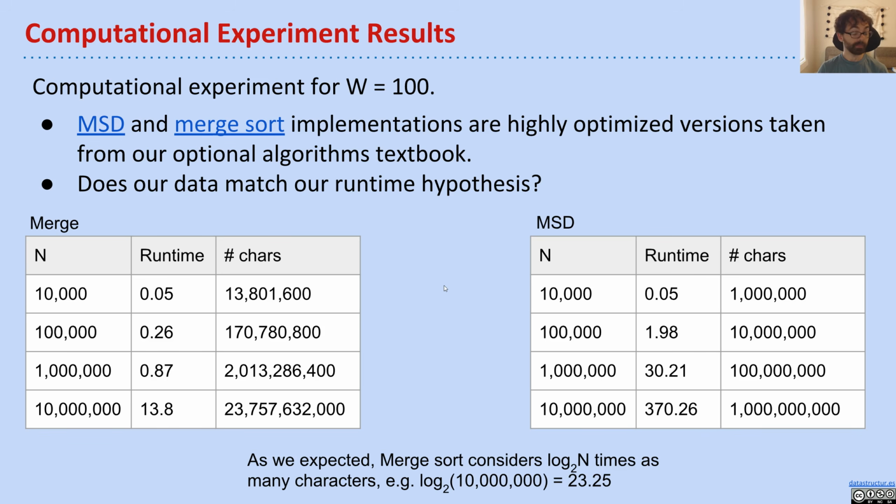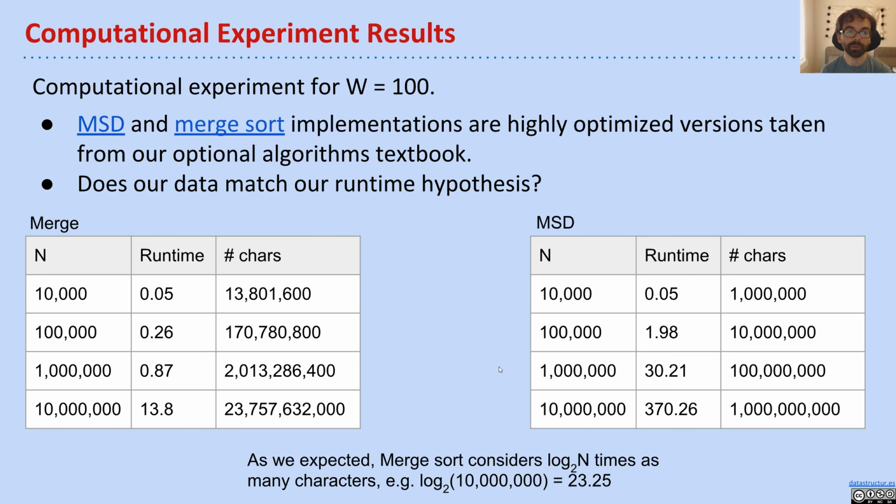So here, when I ran the experiment earlier, my runtimes for merge sort were as shown here, and for MSD sort as shown here. Now, as we expected, merge sort is examining log base 2 of n times as many characters as MSD sort, right? For example, log base 2 of 10 million is 23.25 or so. And indeed, the number of characters that we examined running the code was around 23 times as many.